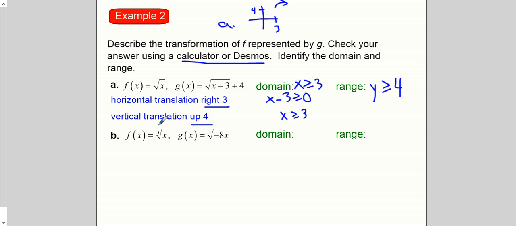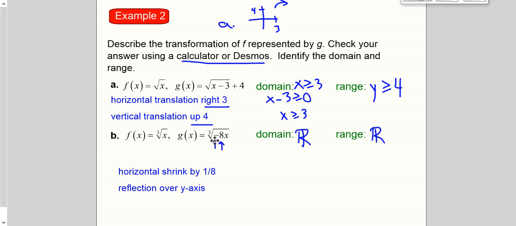All right, cube root of x, compare that to a cube root of negative 8x. Well, our domain and range is going to be all real numbers. It's a cube root. We can do positives, we can use negatives, everything's good on those. That's the easy part when you have an odd root, cube root, fifth root, seventh root. All right, now, what does the negative do? What does the 8 do? What do you think?